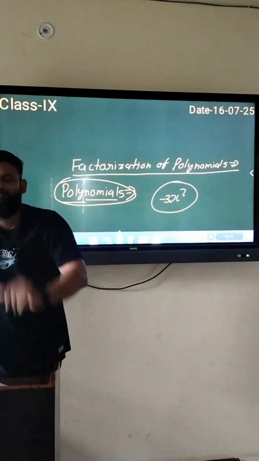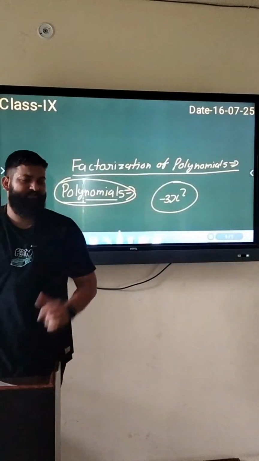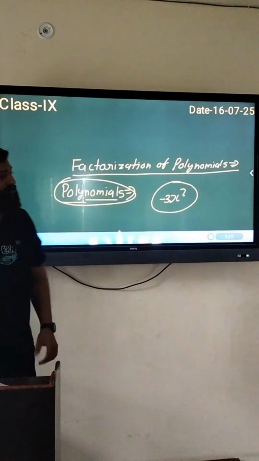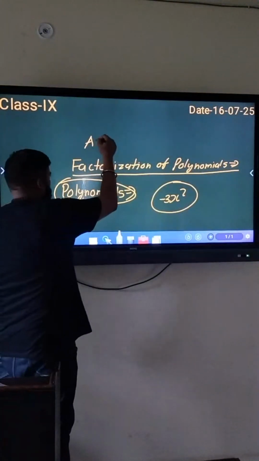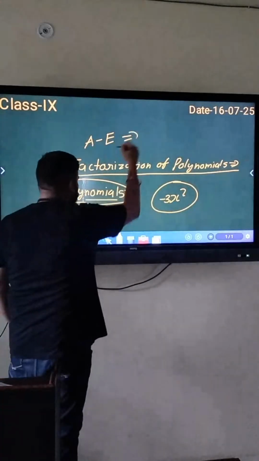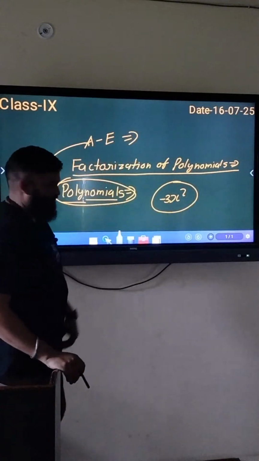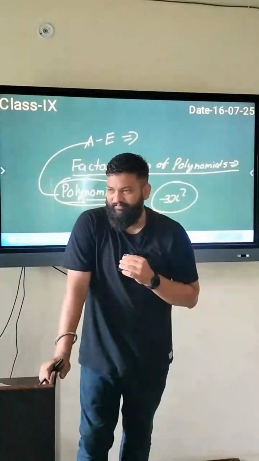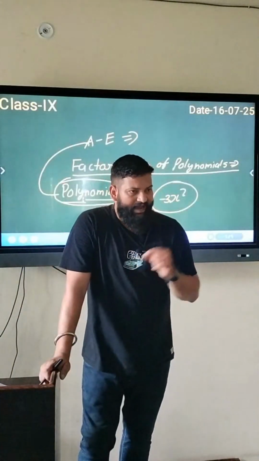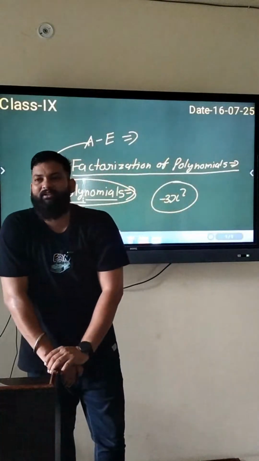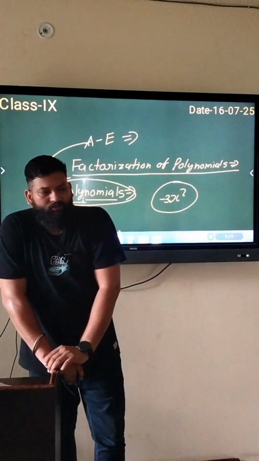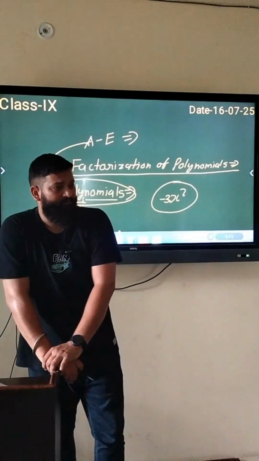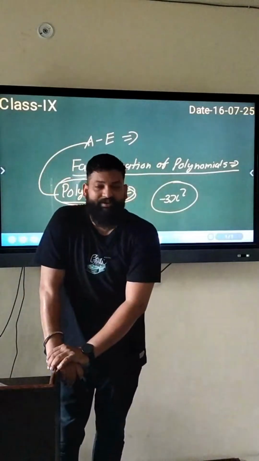Now, what is an algebraic expression? We know that a combination of constant and variable is called an algebraic expression. So what is the difference between algebraic expression and polynomial? Both definitions say combination of constant and variable, called polynomial and called algebraic expression. So what is the difference between both? There are some major differences.